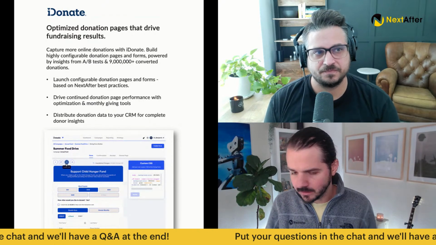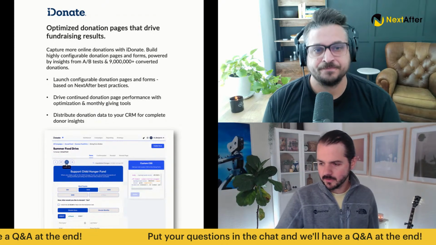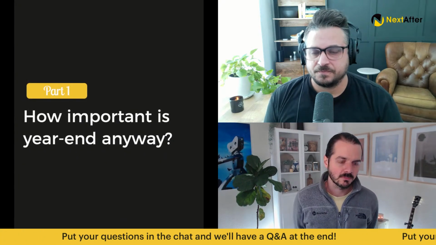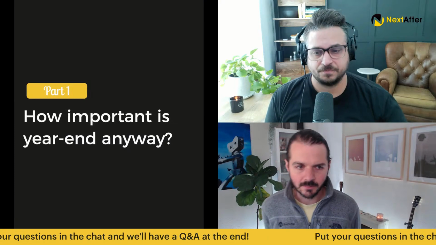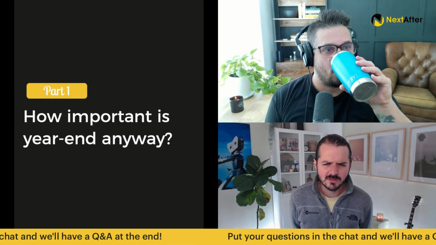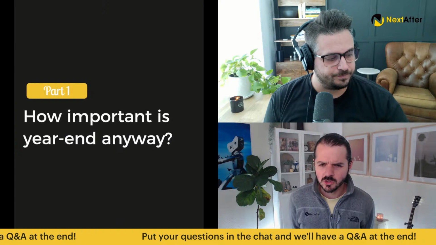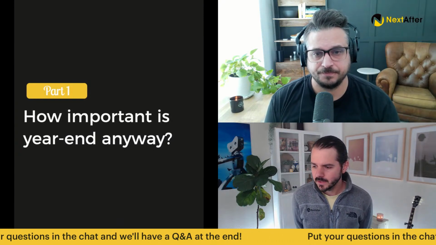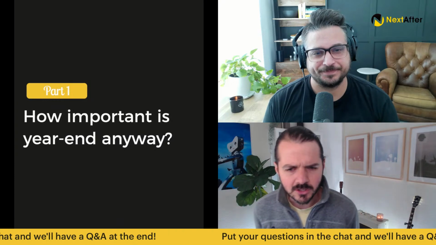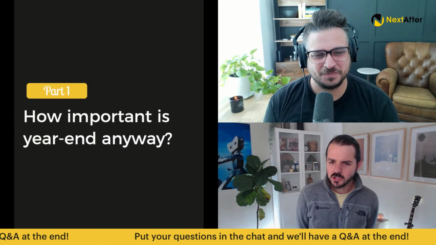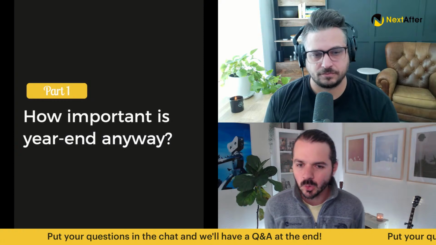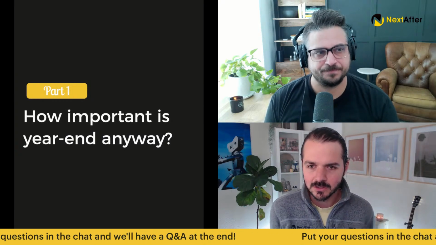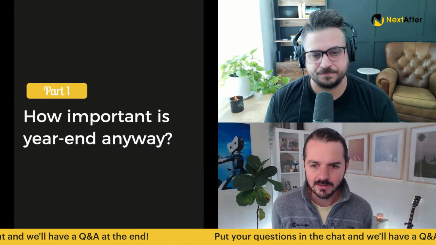Let's dive in and look at a little bit of benchmarking before we look specifically at the donation pages. I like to start here because I'm always a little bit surprised to see just how many fundraisers don't know how much revenue is at stake during the year-end season. Adam, I don't know what numbers you've seen, what you've heard. It seems like most benchmark reports show anywhere from 20 to 50% of revenue can come in during the year-end season.